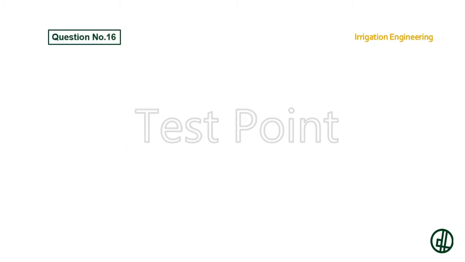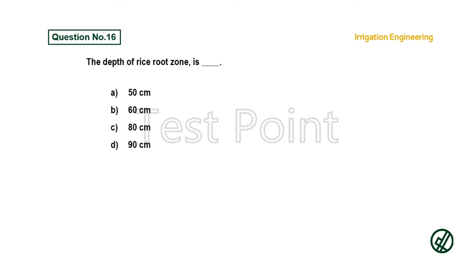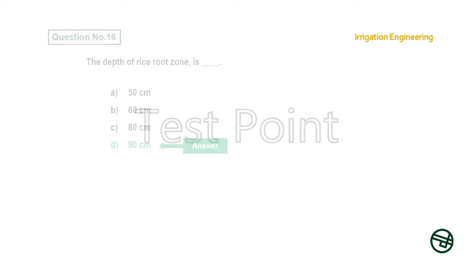Question number 16. The depth of rice root zone is: Option A, 50 centimeters. Option B, 60 centimeters. Option C, 80 centimeters. Option D, 90 centimeters. Answer is option D, 90 centimeters.